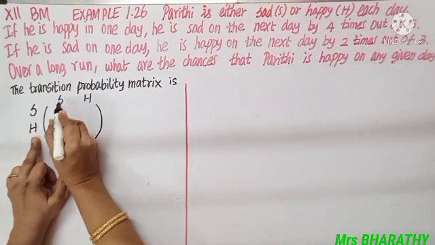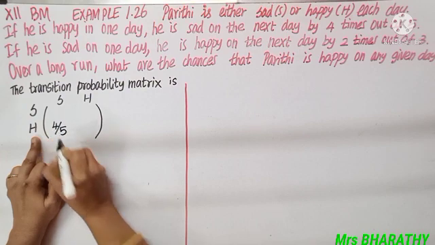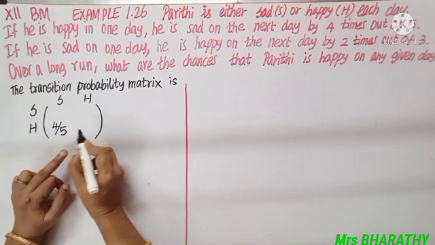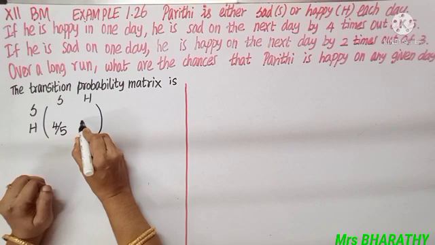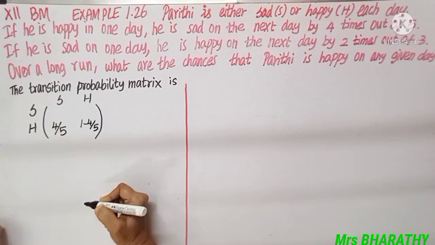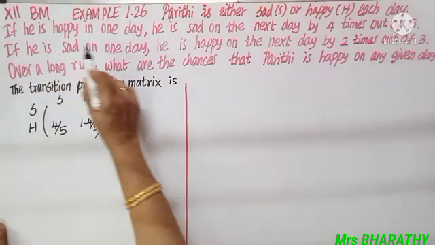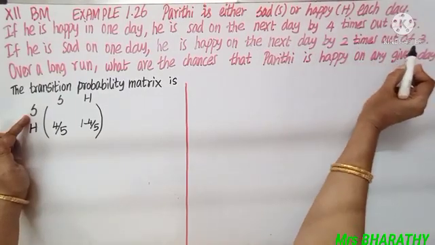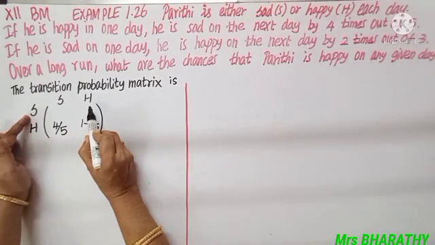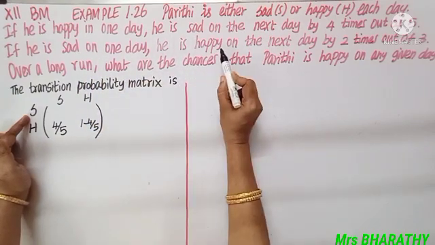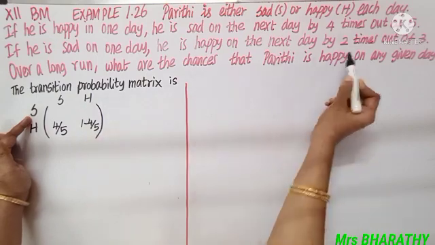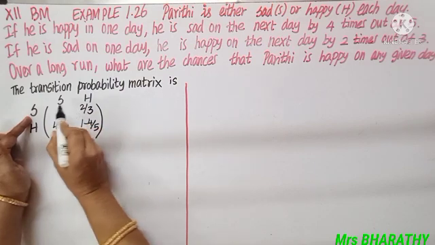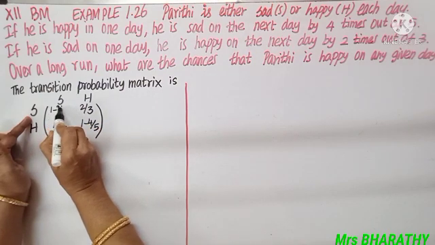So happy to sad, it is 4 out of 5. So the remaining, it will be happiness. So 4 by 5, what is the remaining? 1 minus 4 by 5. That is 1 by 5. The next line, if he is sad on one day, so he is sad. He is happy on the next day by 2 times out of 3. Sad to happiness. Sad on one day, happy on the next day. So sad to happiness 2 times out of 3. So this is 2 by 3. Obviously, the other one must be 1 minus 2 by 3.